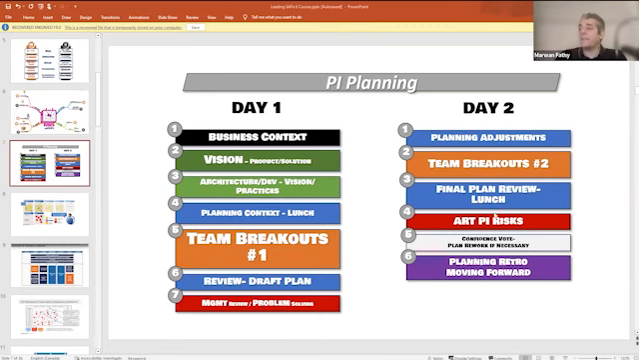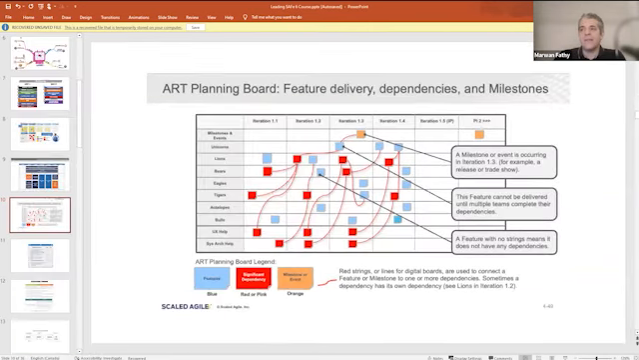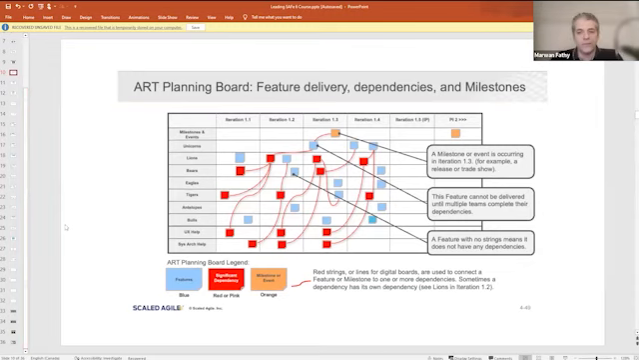By the end of the second day, we will have this very interesting board. We call it the ART planning board. So each team will put the features they want to deliver, and at which iteration they will deliver it. If there are dependencies on other teams, yes, for instance, let's look at the Unicorns as a team here. These are the iterations, and these are the names of the teams. So Team Unicorn will be delivering, what's in blue is a feature, a complete feature. What's in red is a functionality or part of a feature. So Unicorns here will be delivering a feature at iteration 1.3.